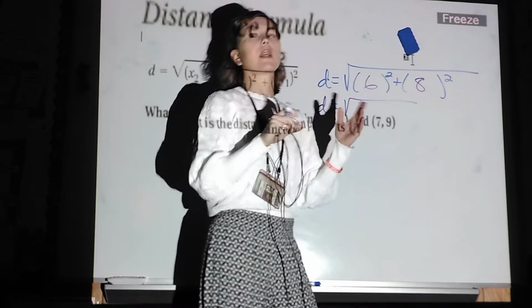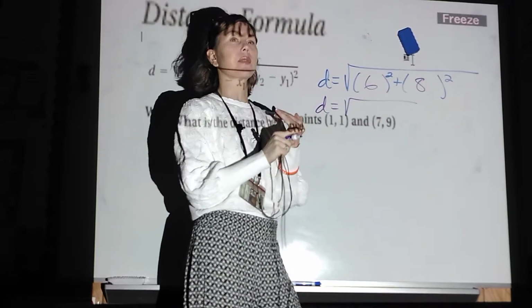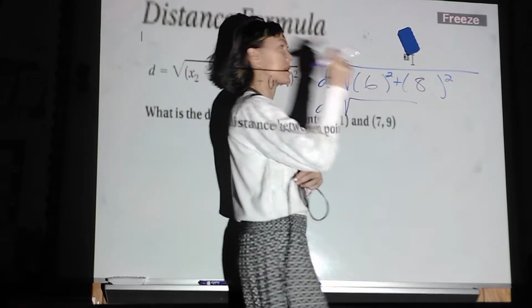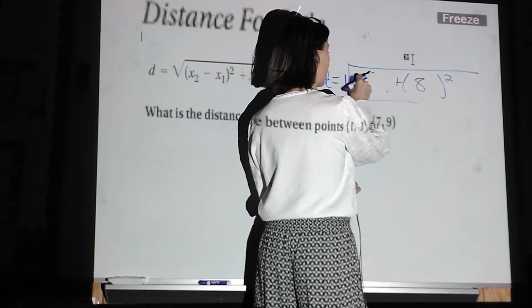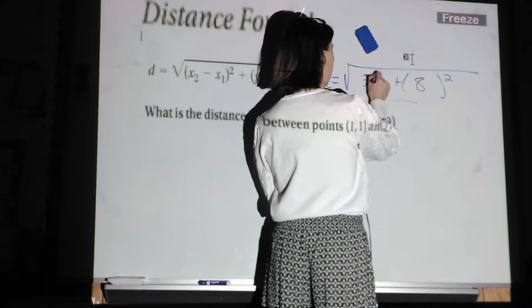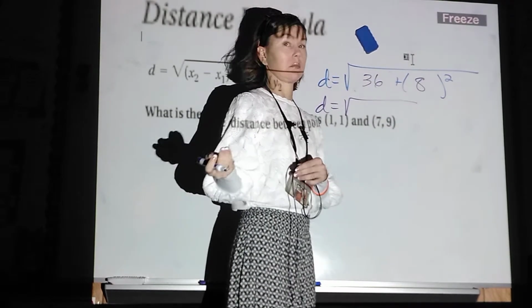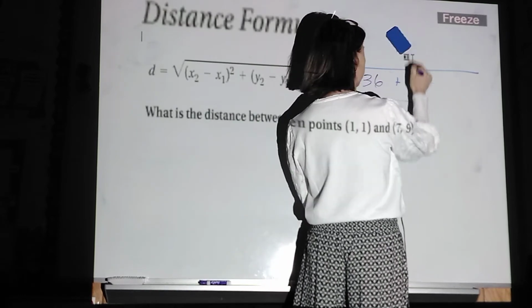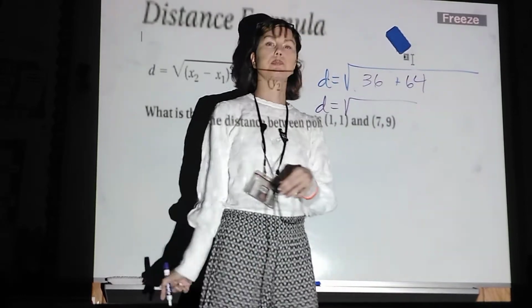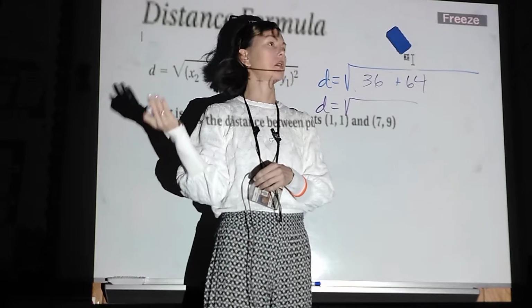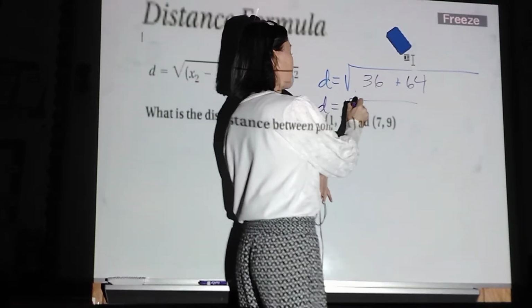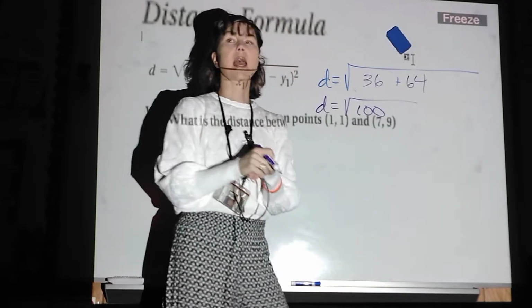So we did please for parentheses, now excuse for exponents. 6 squared is what? 36. Do it now. And 8 squared is what? 64. And now there's no multiply or divide, and now there's add or subtract, there's add, so we're going to add. And are we done?